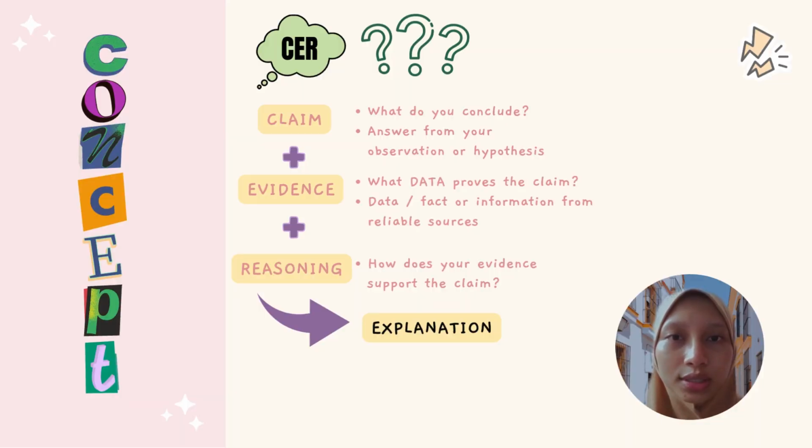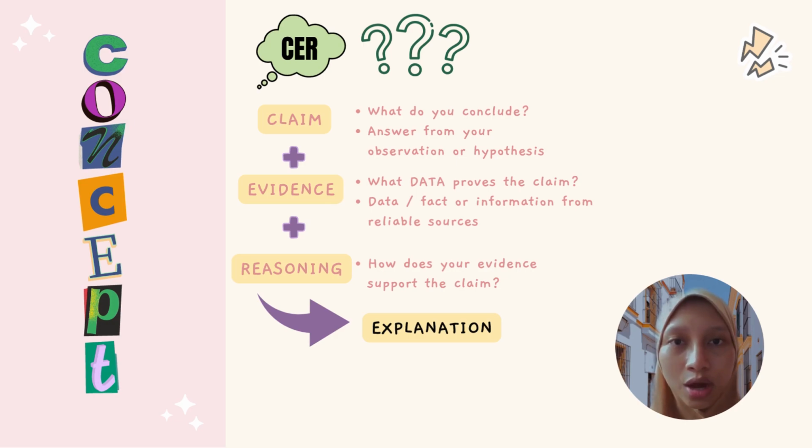Let's move to the concept of scientific reasoning. So, what is the concept of scientific reasoning? To make it easier, we can remember the acronym CER, which stands for claim, evidence, and reasoning. So, claim. What do you conclude or answer from your observation and hypothesis? A claim is an arguable statement and can be proven by evidence. In other words, the claim is an answer to a question that is being asked.